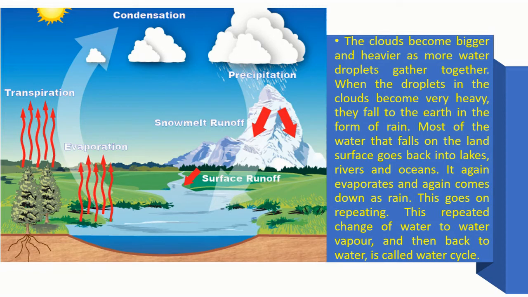Evaporation, then clouds, then rainfall. Rainfall water goes into the water bodies. Again water bodies become hot. Water evaporates. Again rainfall. Water falls to the ground. Again it goes to the rivers or water bodies and then again it evaporates. So this continuous flow of water is called the water cycle.